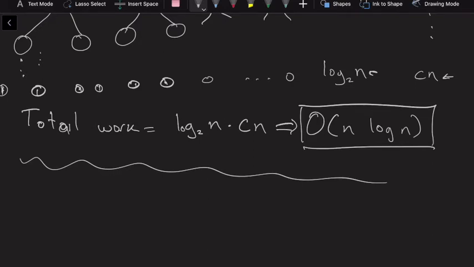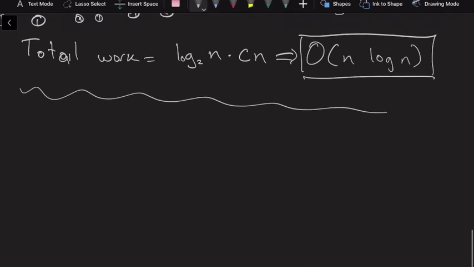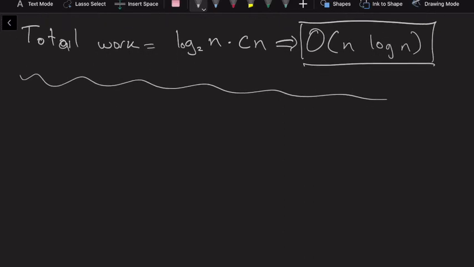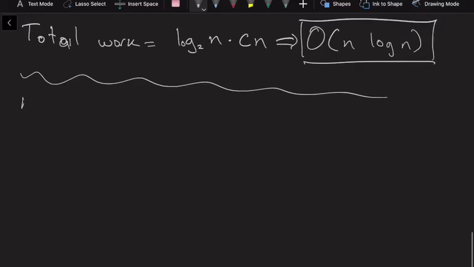Okay, so now that we have this tool of writing the runtime of a divide and conquer algorithm as a recursion, we're going to use a very powerful tool that is going to give us basically the solution to what is the runtime of any divide and conquer algorithm. And that tool is called the master theorem.